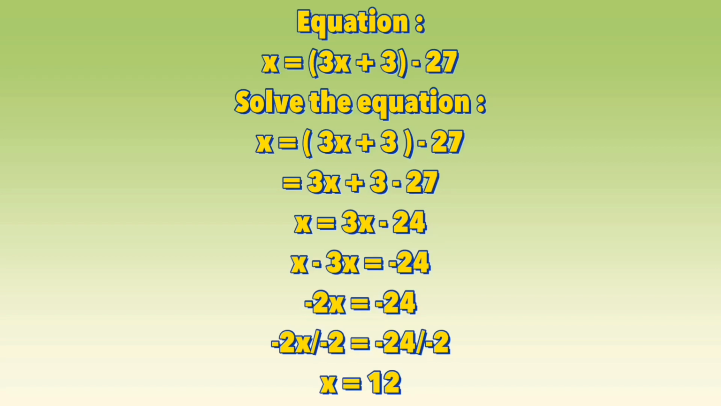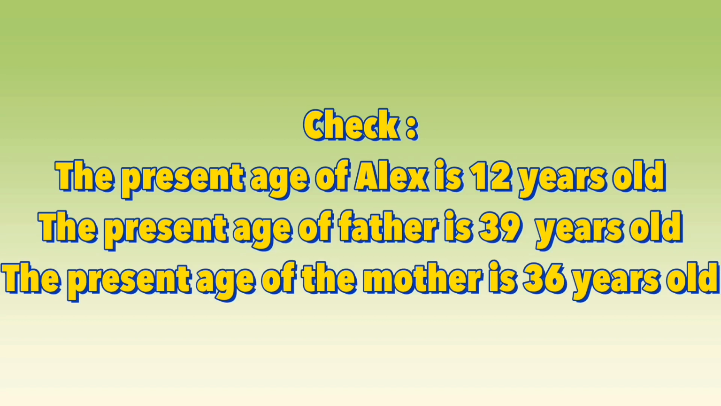Then we're going to solve for x. So we're going to divide both sides by negative 2. Negative 2x divided by negative 2 equals x. Then negative 24 divided by negative 2 equals 12. If we're going to check now, our answer is the present age of Alex is, since Alex is represented by our variable x, therefore the present age of Alex is 12 years old.